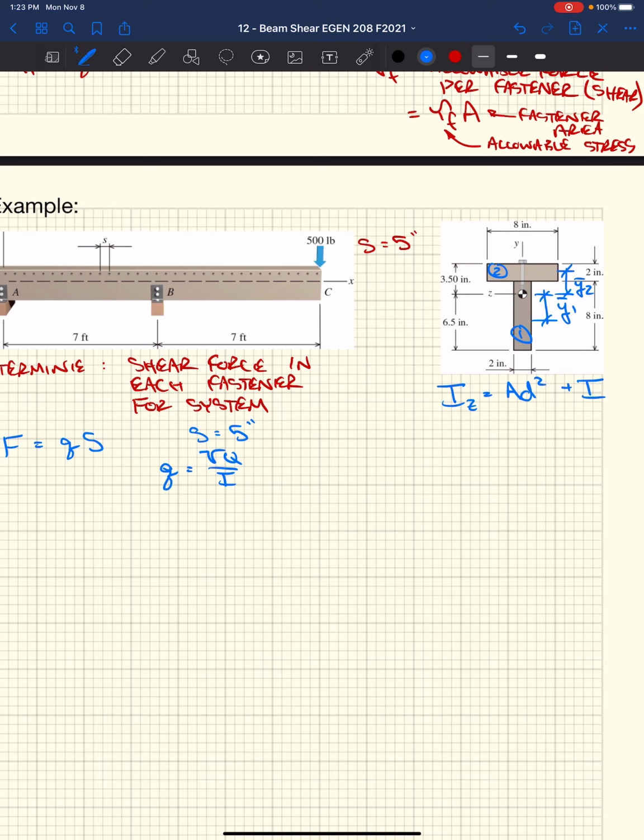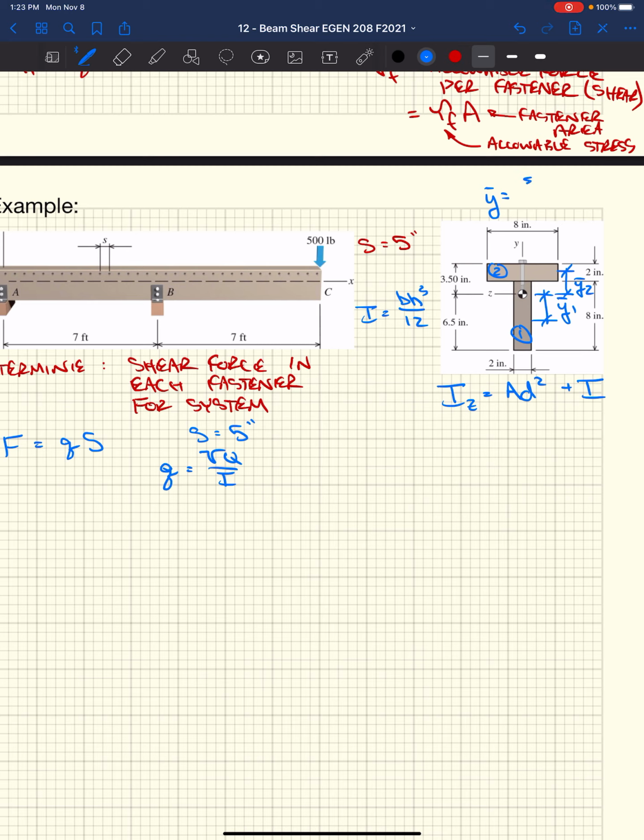Y bar 2. For our block 2, we could do I for a rectangle, which we know is BH cubed over 12. So we would figure out what our moment of inertia is for each of our individual blocks. We would know the centroid, right? They gave it to us. If we didn't have it, we could figure it out, right?